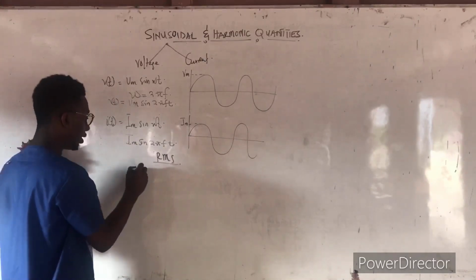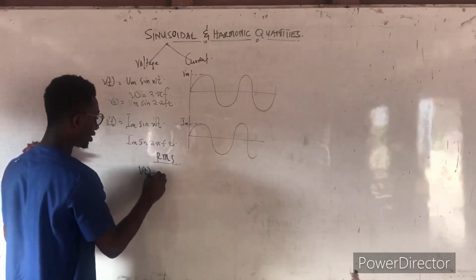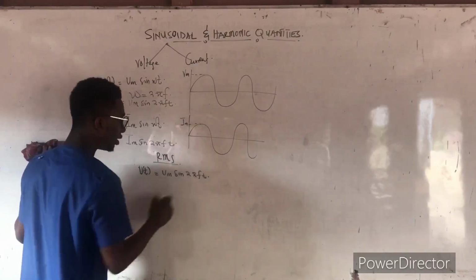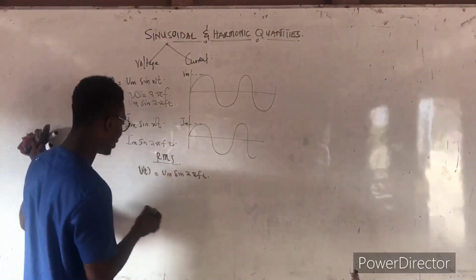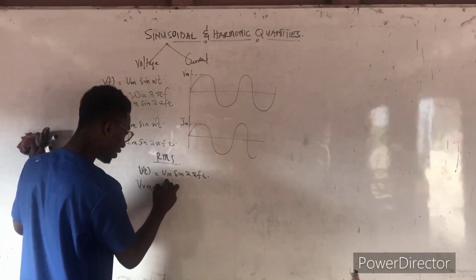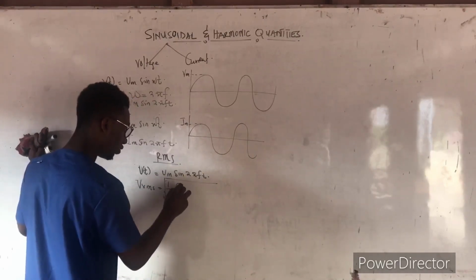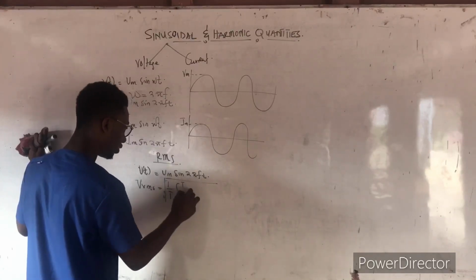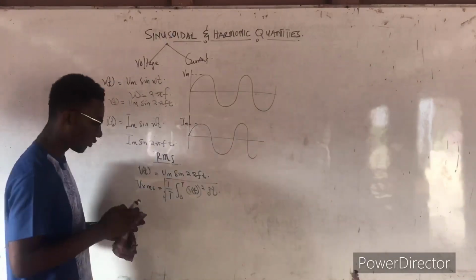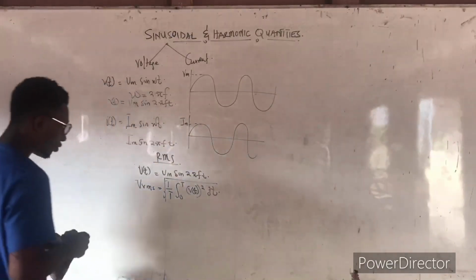So now we have the function v of t as Vm sine 2 pi ft. The RMS voltage, the rule said, is the root of 1 on t, integral from 0 to t of the square of the function dt. We've established this already in previous lessons. So now, how do we go about this?